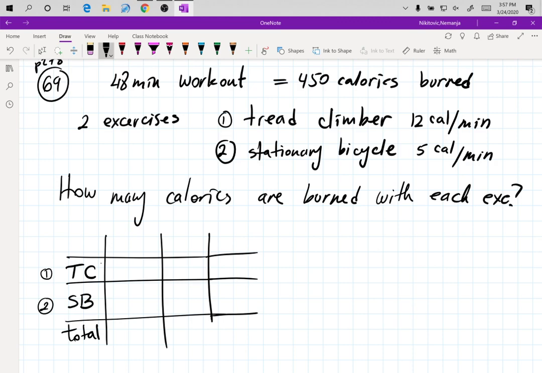Sure. We have a volunteer to solve this on the board. I love it. Thank you. That makes my day, actually.